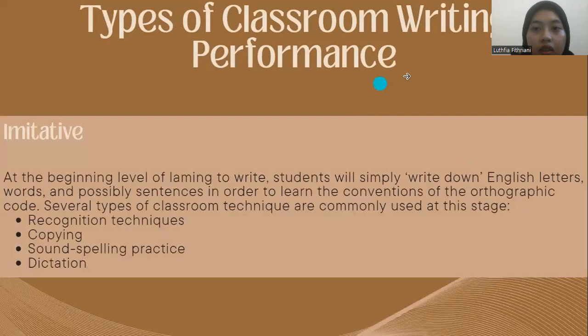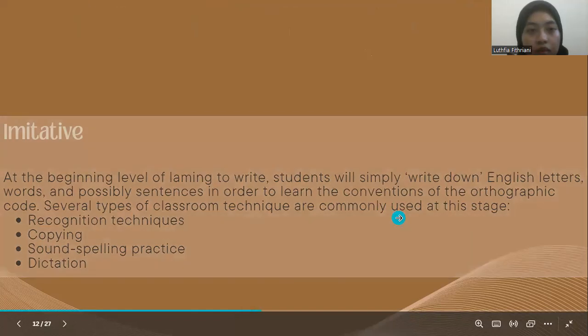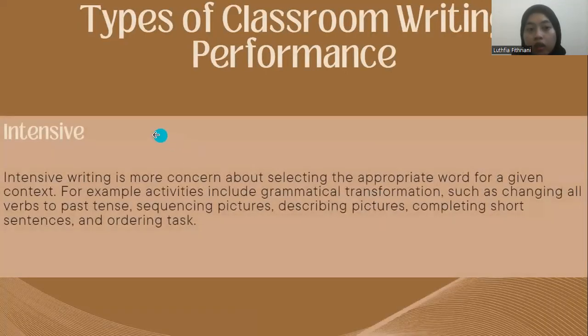Now we will move to the types of written language performance. The first is imitative. At the beginning level of learning to write, students will simply write down English letters, words, and possibly sentences in order to learn the convention of the orthographic code. Several types of classroom techniques commonly used at this stage include recognition technique, copying, sound spelling practice, and dictation. The second type is intensive.